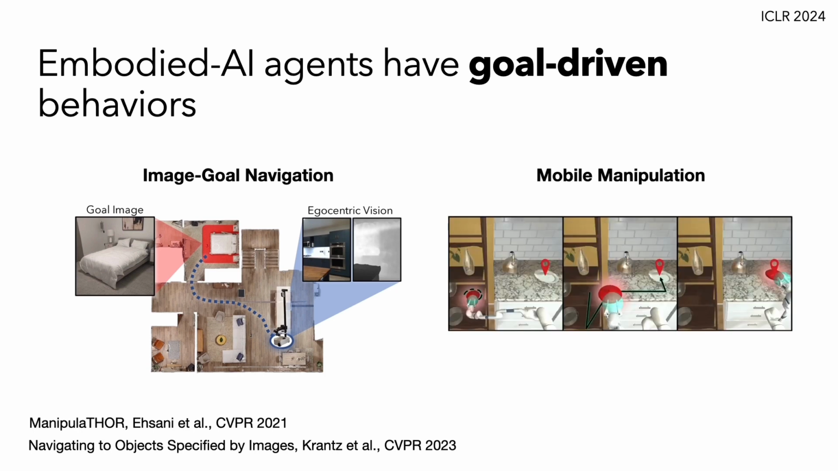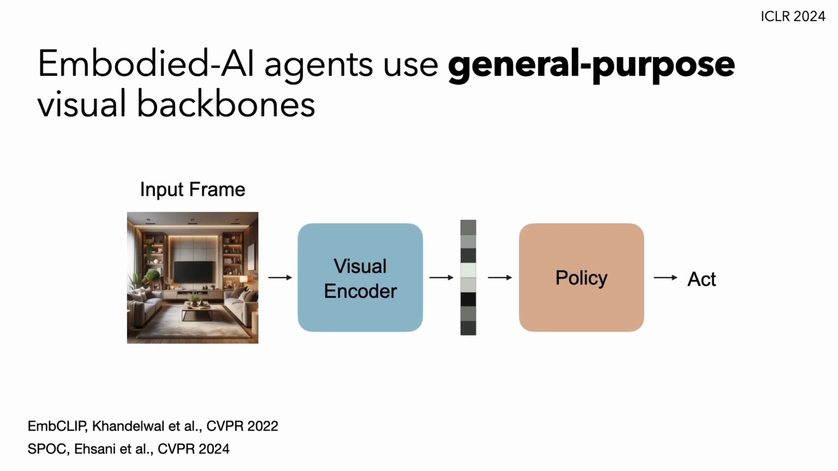Embodied AI agents have similar goal-directed behavior, such as navigating to a specific goal or relocating target objects. However, they employ off-the-shelf visual backbones. These encoders are pre-trained on general-purpose vision tasks and stay frozen throughout the embodied training.